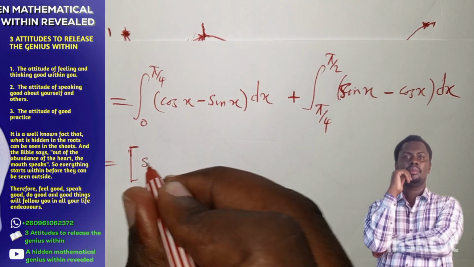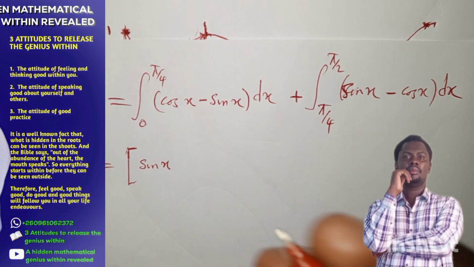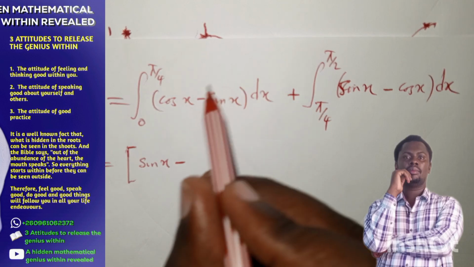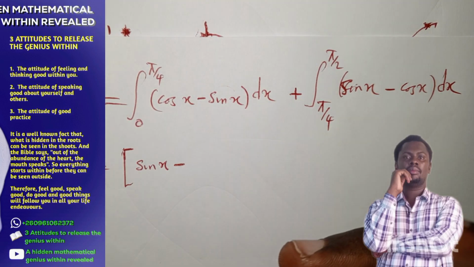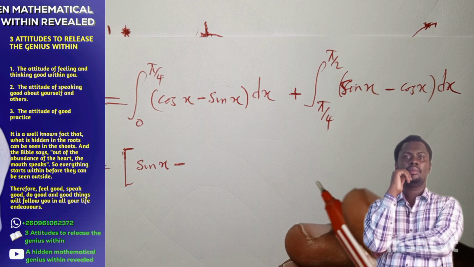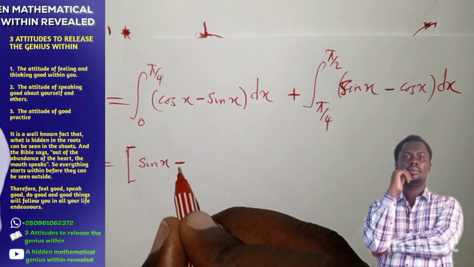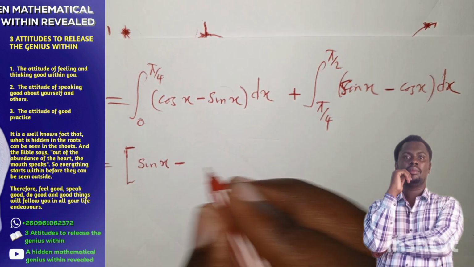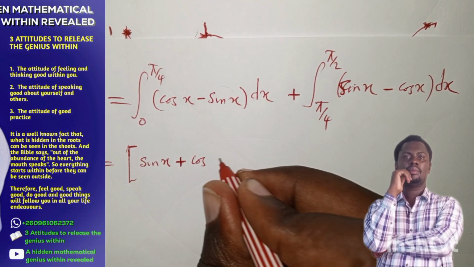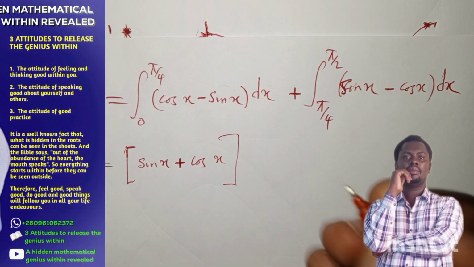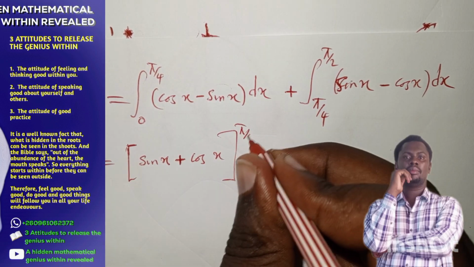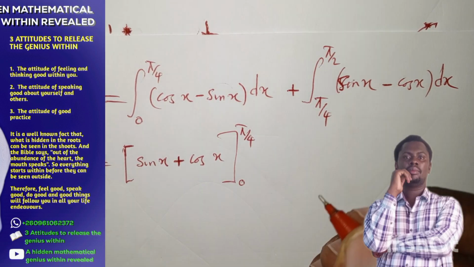So we have sine x minus the integral of sine x. The integral of sine x is minus cos x. So we are going to have minus cos x. There's already a minus here, so minus multiplied by minus is positive. So we have plus cos x. And we have limits from 0 to pi over 4.